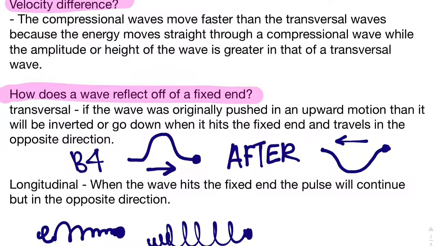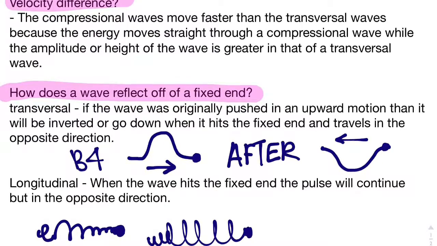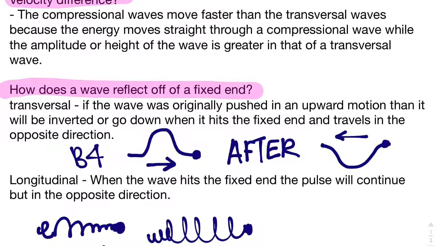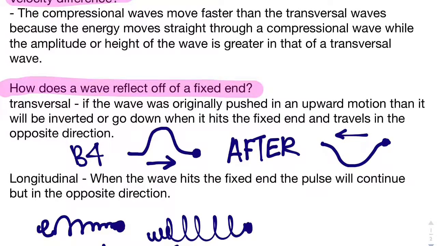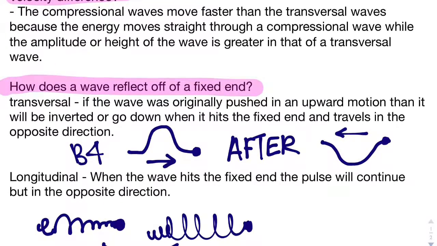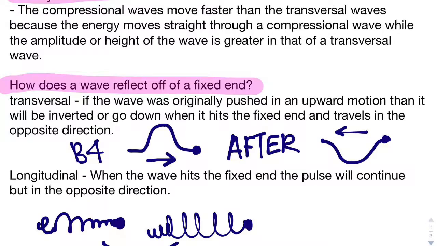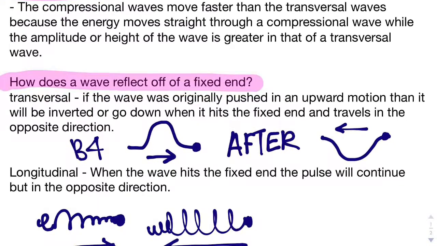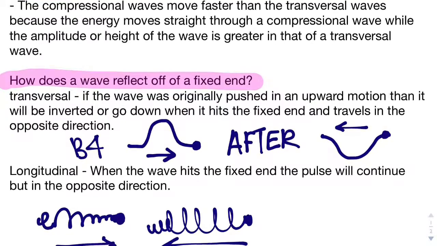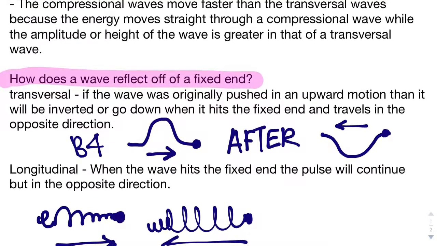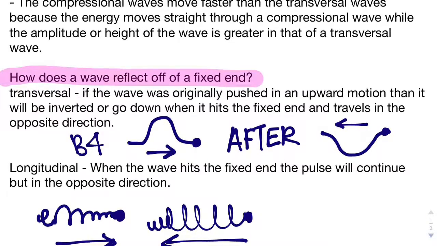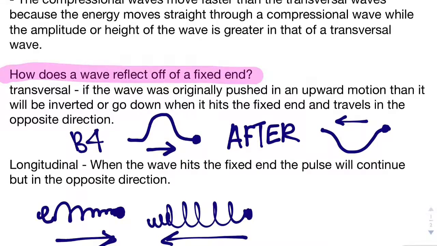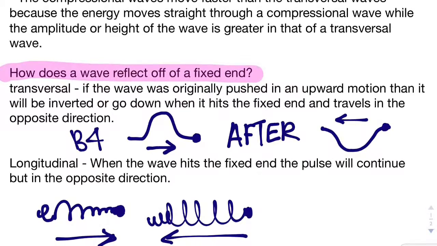So compressional waves move a bit faster than transversal waves because the energy moves straight through a compressional wave. It was hard to tell in the test we did because the velocity was so close, but it is faster in a compressional wave. And a wave reflects off a fixed end by inverting itself in a transversal wave. And in a compressional wave, it just bounces straight off.